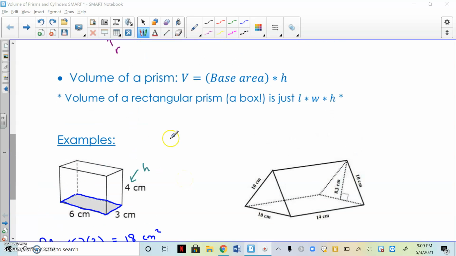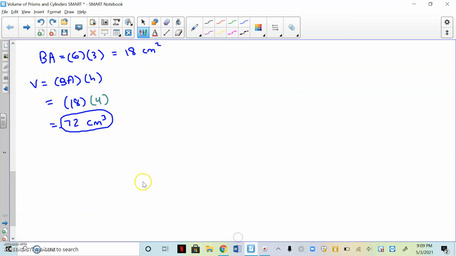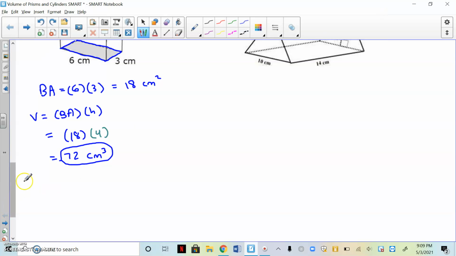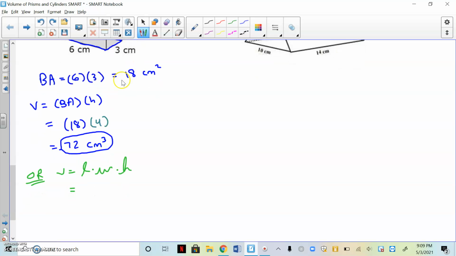Now again, I wanted to mention that there's this little shortcut for just the rectangular prisms. It wouldn't work for the triangular one, but we can just do length times width times height, meaning these 3 dimensions that they gave us, we can multiply them all together to find the volume as well. So length times width times height, meaning I would just do 6 times 3, that's my length and width, and my height is 4, so 6 times 3 times 4.